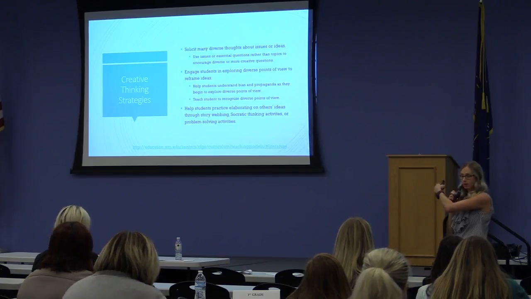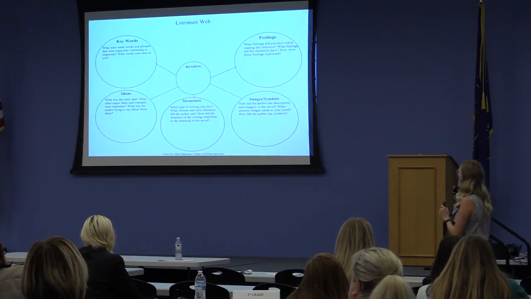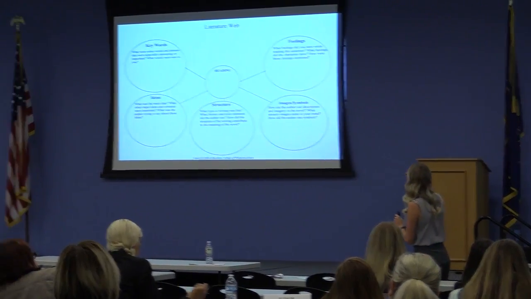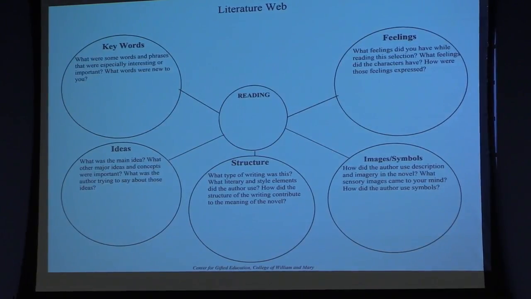So that's what the actual link will go to, some story webbing ideas. And I'll actually show you, here's a literature web. So we have the reading, then we have what feelings did you have while reading this selection, some images and symbols, how are they using imagery in the novel. Of course for them, probably not a novel unless you're using maybe a little short excerpt for something.